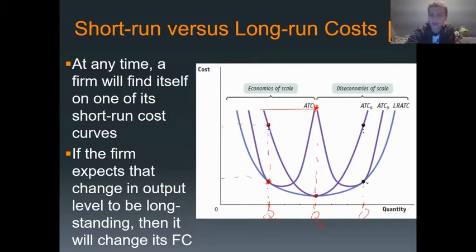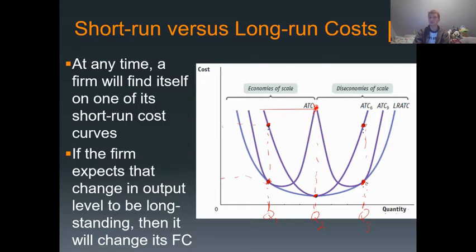If you go to this one, let's call it Q3, you'd rather be on ATC9, even though ATC6 can also produce it. So let's say that you were on ATC6 and your quantity was at Q3. And you might be thinking, well, if I think I'm going to be producing at this quantity for a long term, then I need to change my factory size. And you're going to switch to the larger factory under ATC9 so that you can produce at a lower cost.